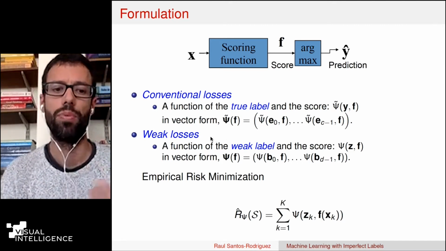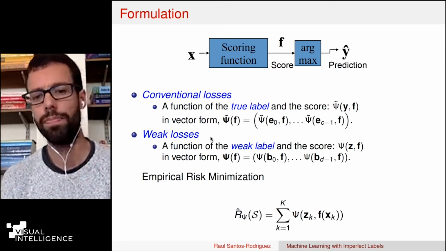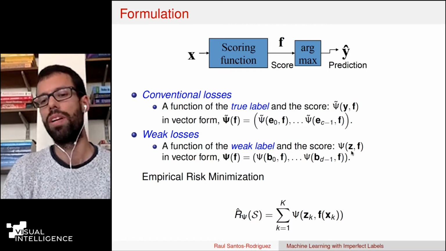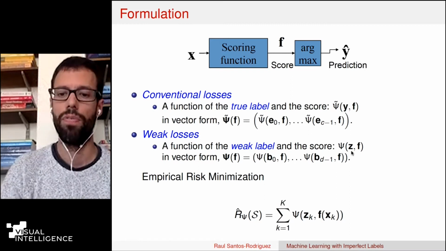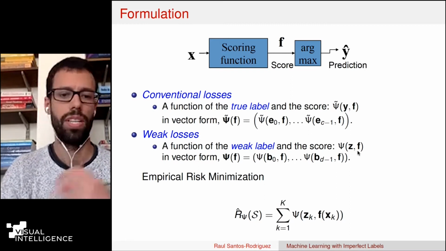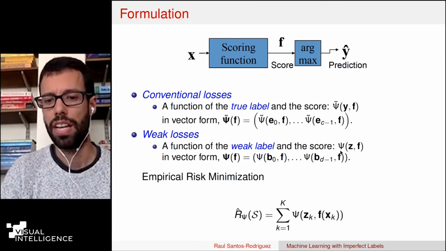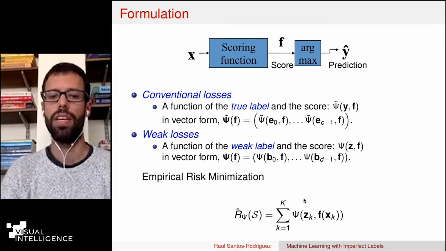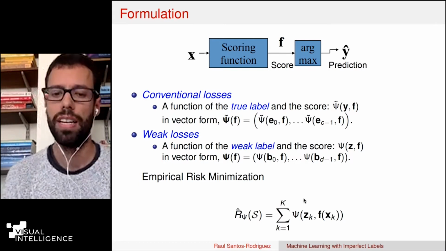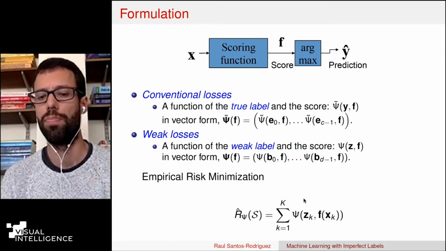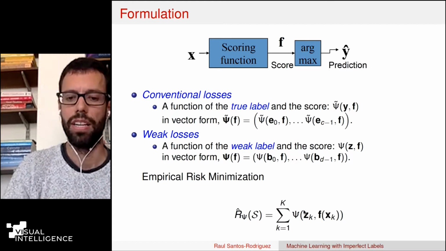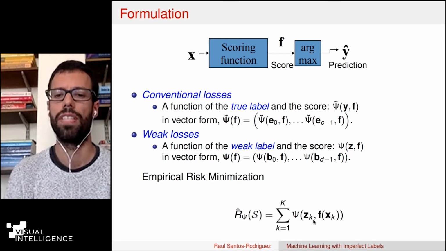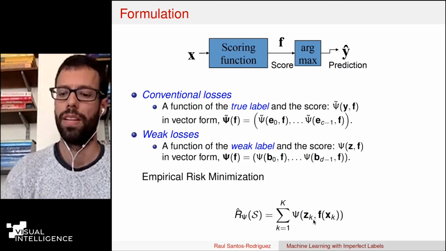And the counterpart would be what we call a weak loss. And a weak loss, instead of being a function of the label and the score, is a function of the weak label and the score in the same fashion. And in this case, I call it psi. And our task is going to be to try to minimize this loss over all the examples that I have. And this loss would be the weak loss. And of course, it would have as an input the weak label.